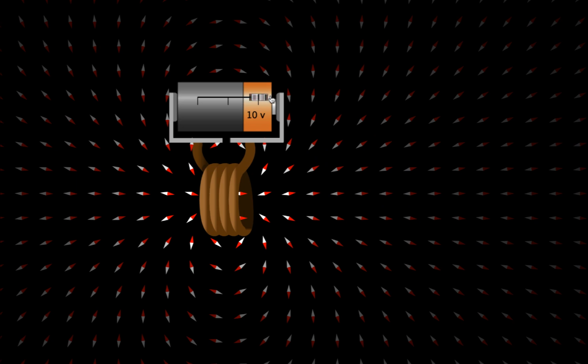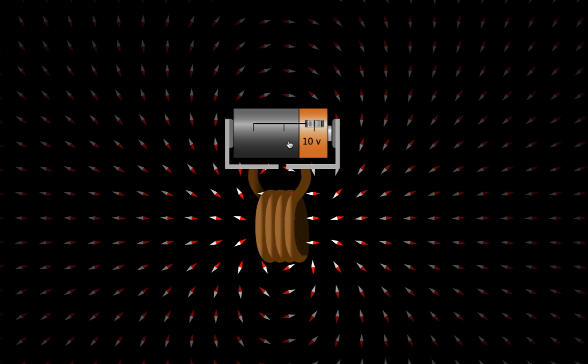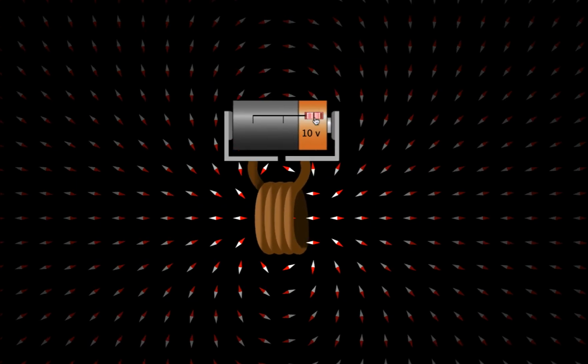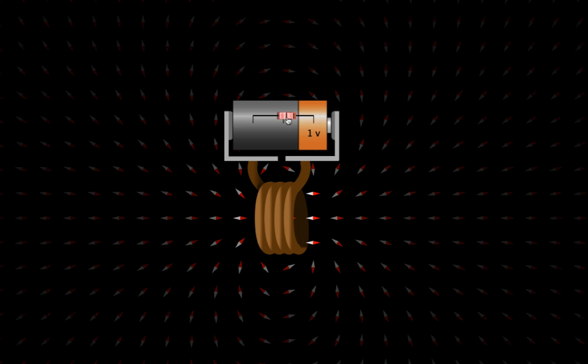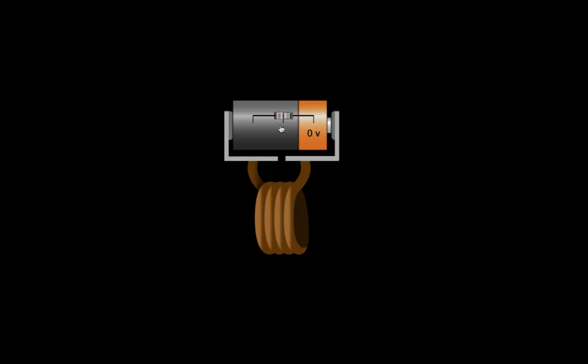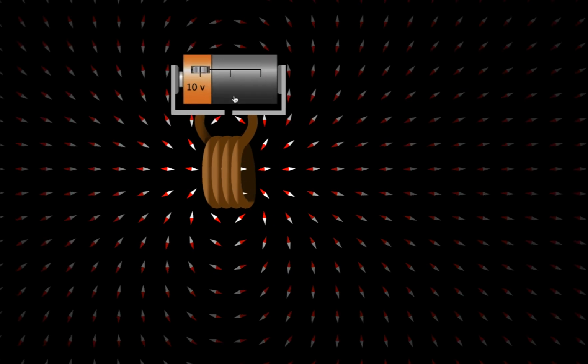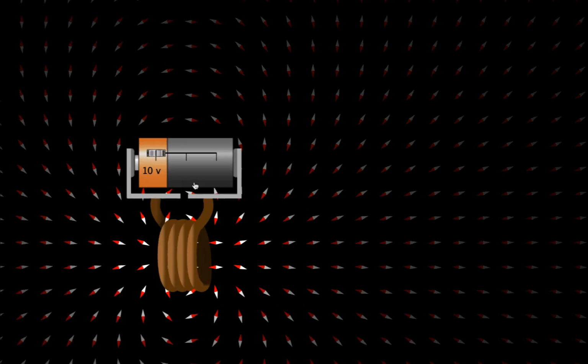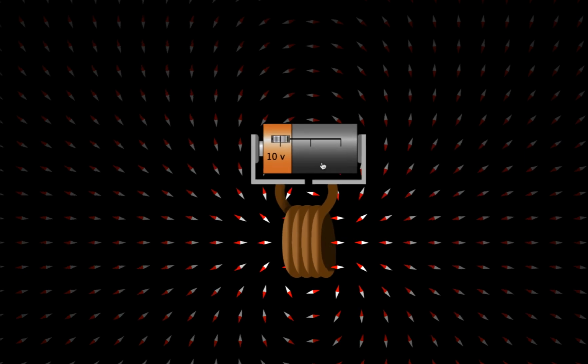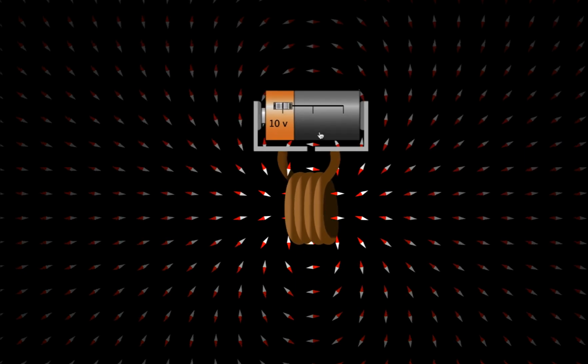If I increase the voltage, naturally, I increase the current and I increase the magnitude of the magnetic field created. If I set the voltage equal to 0, naturally, I get 0 magnetic field in space. If I make it negative, then I get a magnetic field that points in the opposite direction, or I should say, circulates in the opposite direction.